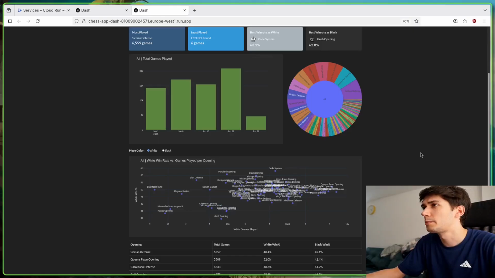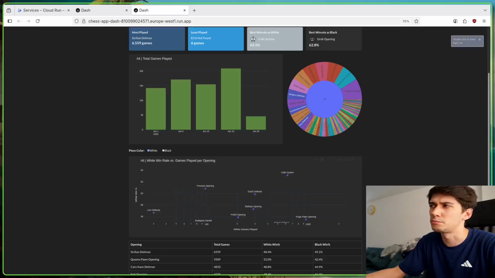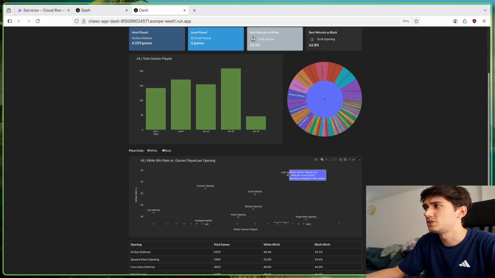And the way I propose you would use this application is I'll try to use this scatter chart here to see what are the best openings here. You just skim off the top. Anything above like 55% would be probably considered quite good. And you can see the Caro-Kann system here performing quite well, and it's like reasonably popular here.